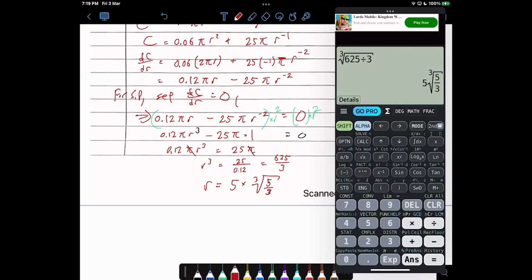What a powerful calculator. Cannot bring into exam hall though. Can give you the exact cube root.